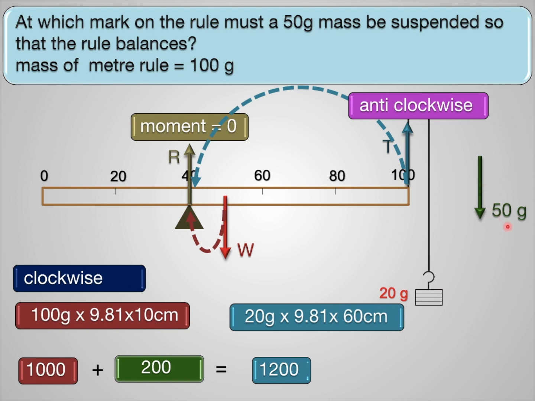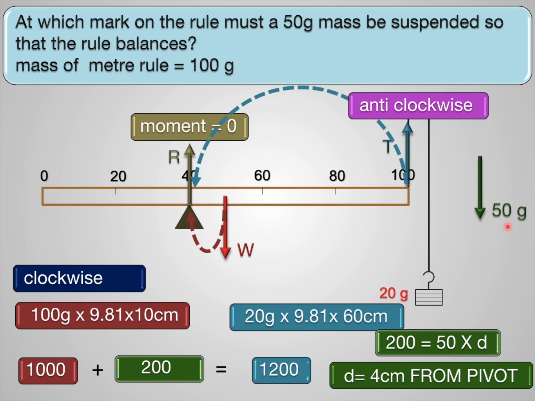So where do you suspend it? You need a moment of 200. So 50, the mass, into distance should give you 200, meaning the distance should be 4 centimeter from the pivot, and it should be giving a clockwise moment, meaning the same direction as the weight. It should not be on the other side. It should be on the same side because we want both to be clockwise moments. So the 50 grams should be suspended at 44 centimeters.